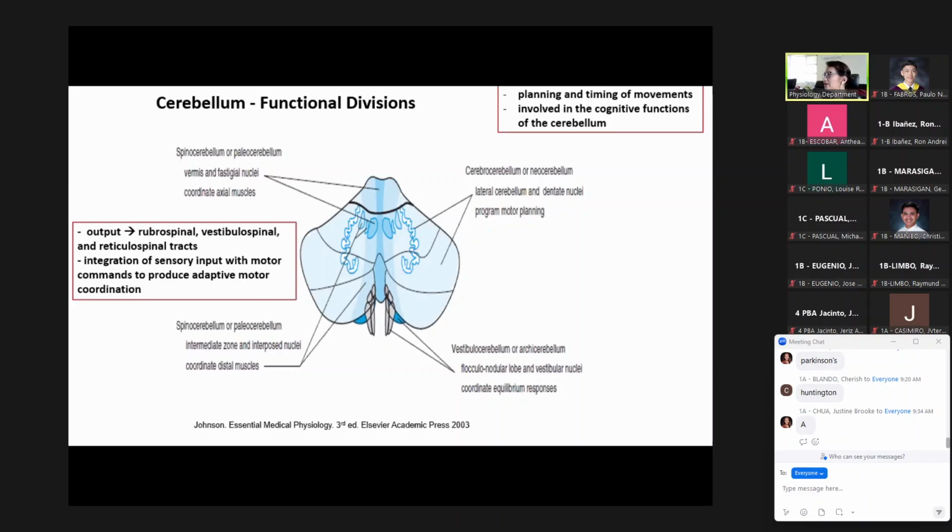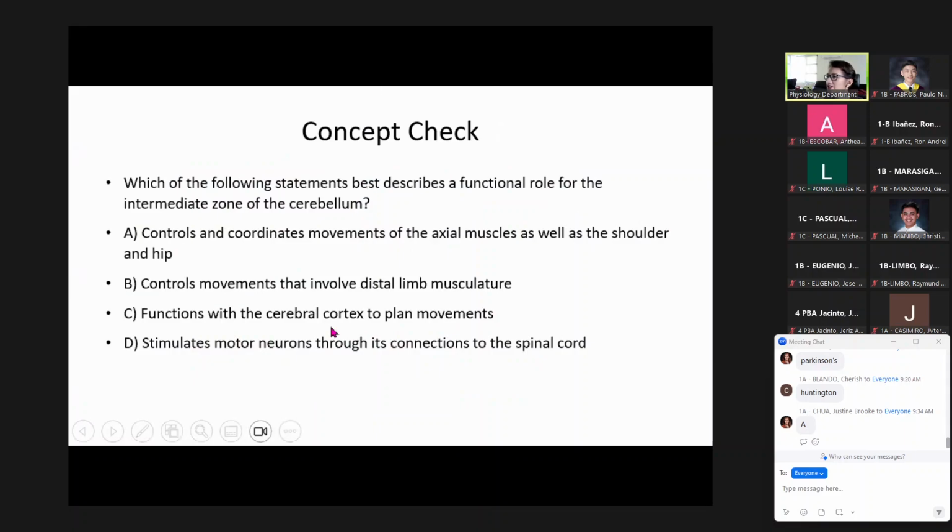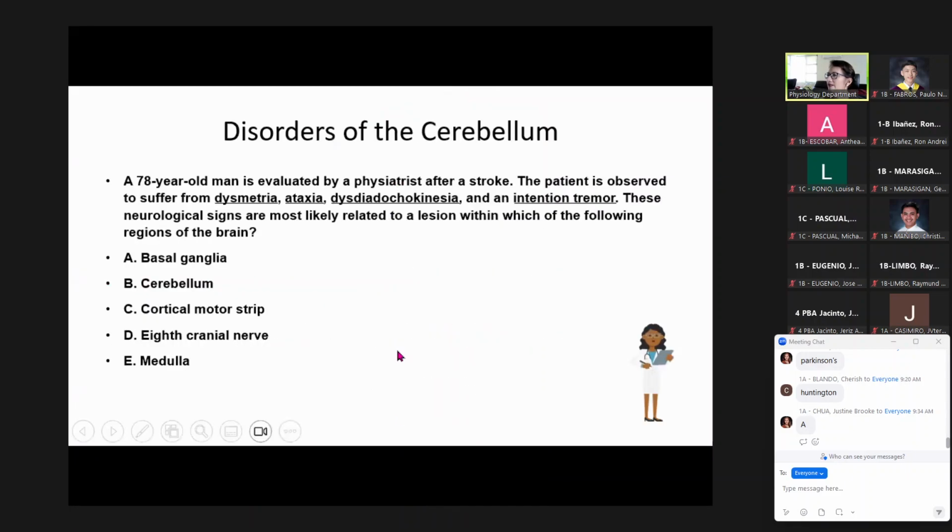Okay, yung lateral, yun yung has something to do with the cognitive function and with the planning and timing of movements, because as the name implies, it has something to do with the cerebral cortex. Okay, so medyo mas higher yung function ng lateral. Okay, so the answer is letter B. Next.